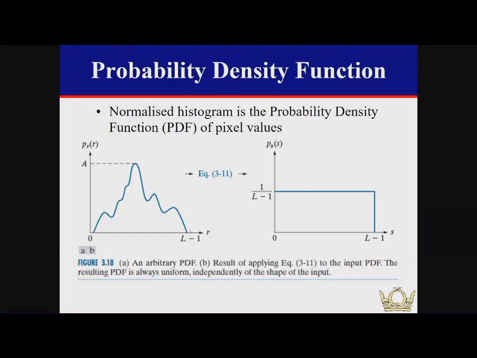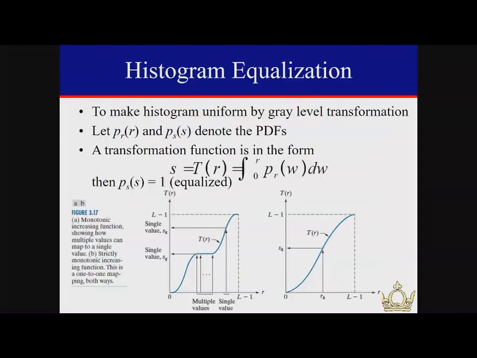This is a monotonically increasing function. Do you know that word? Monotonically increasing function. The next pixel is always not less, so it should be greater than or equal to the previous pixel value. This is the transform, this monotonically increasing function, for the cumulative histogram.